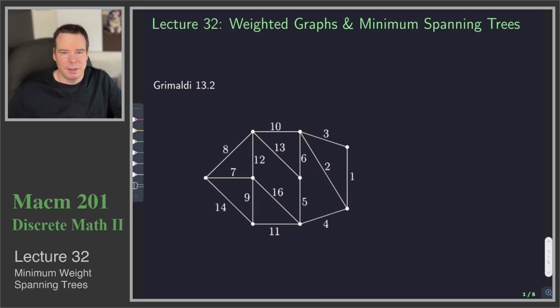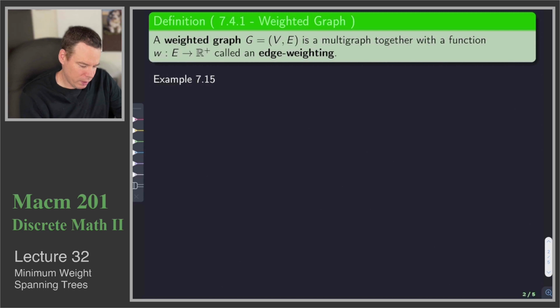Hi everybody, welcome back. In this lecture we're going to get into weighted graphs and Kruskal's algorithm for finding the minimum weight spanning tree of a weighted graph. Let's start with the definition of a weighted graph. A weighted graph is a multigraph together with a function on the set of edges which returns a positive real number for every edge in the graph.